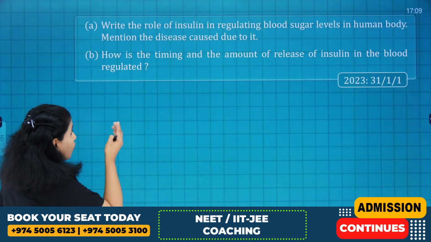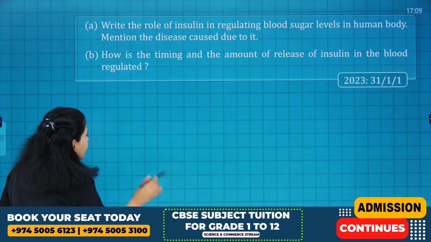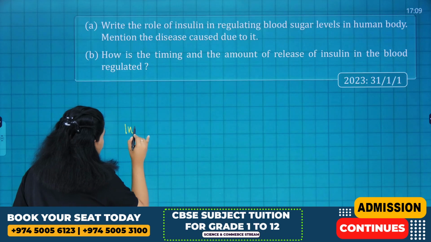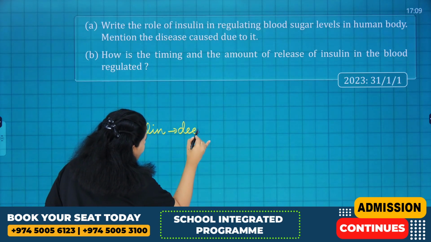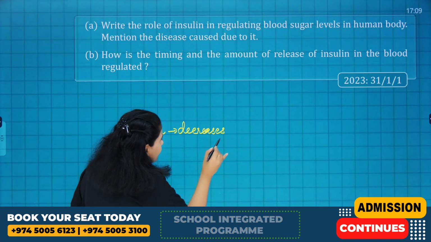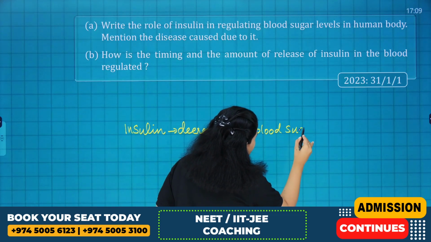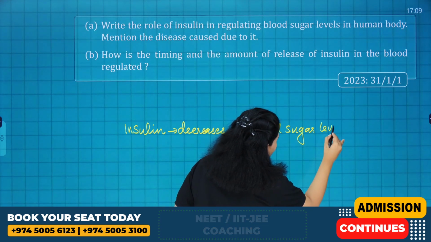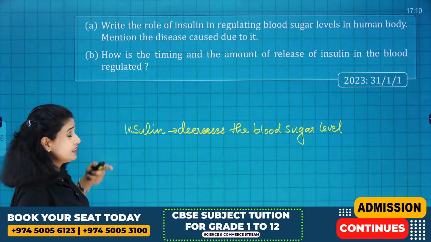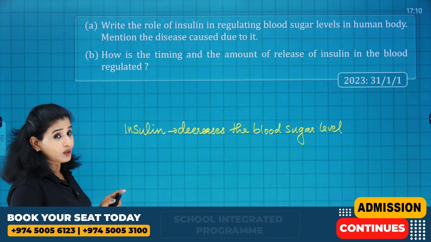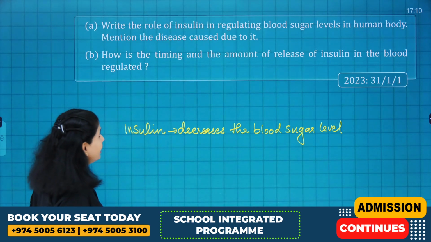Write the role of insulin in regulating the blood sugar level. We know that insulin decreases the blood sugar level. How is it regulating? What is its role in regulating blood sugar? Insulin decreases the blood sugar level.